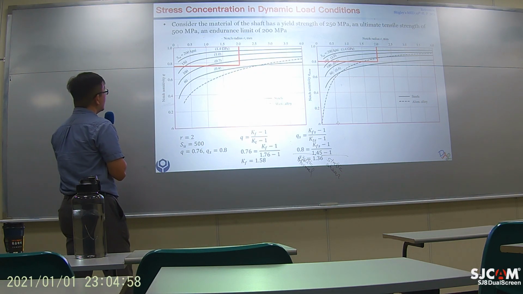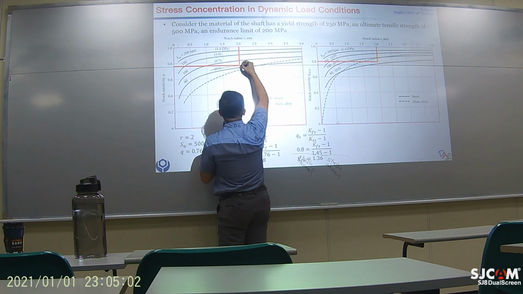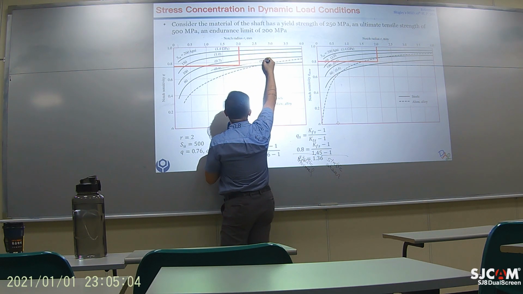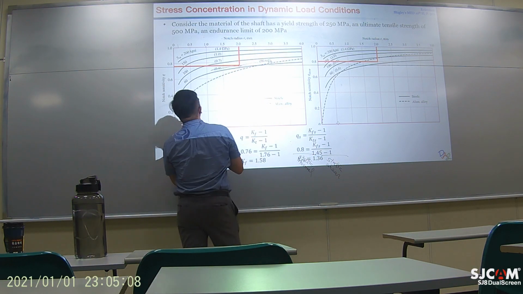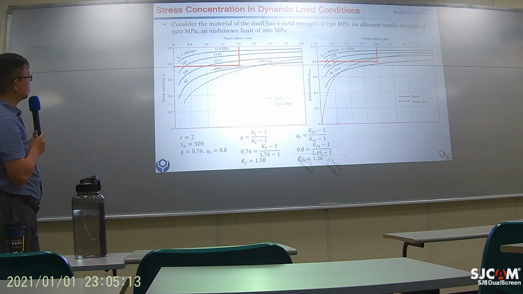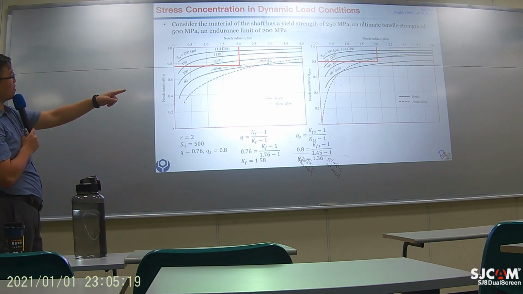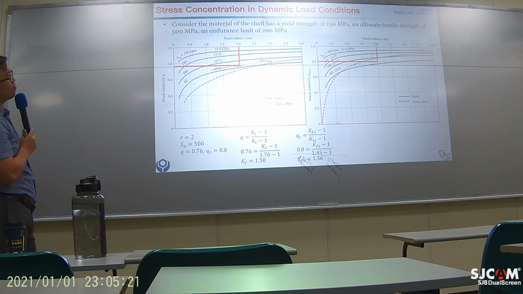And then you end up with a point. So this would be the level of 500 megapascal. That gives you this point. So you get a Q value around 0.76 based on my reading. And then you do the same thing on the right hand side. You get a Q value around 0.8.